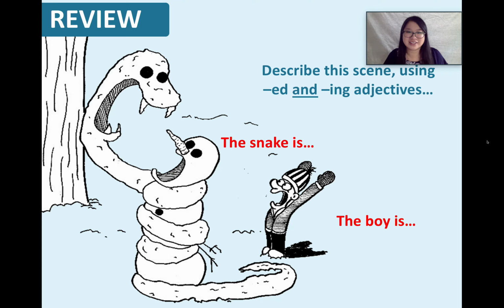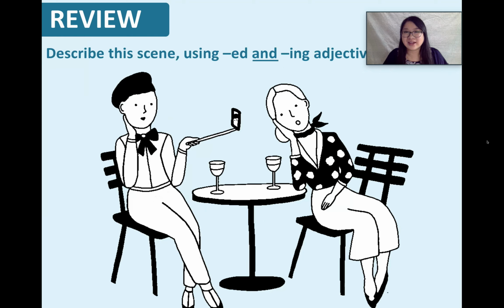We'll do one last example and then we'll move on to the new topic today. We have two friends who are going out to dinner, but Tina is and Joyce is. How does Joyce feel? Joyce is bored. And Tina, is she very interesting? No, Tina is boring. Okay, very good.